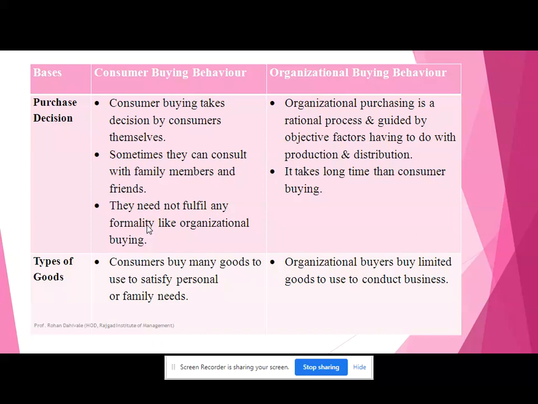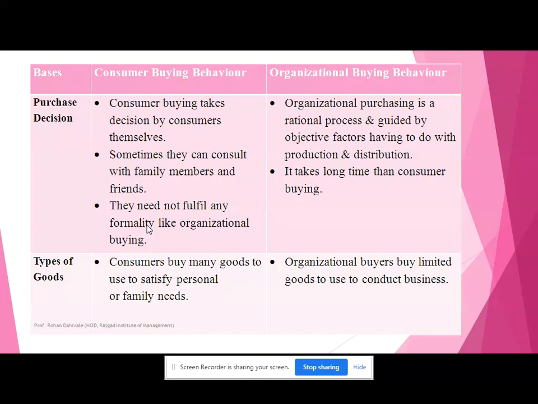So organizational purchasing is a rational process, and it is guided by objective factors having to do with production and distributions. Generally it takes a very long time compared to consumer buying behavior, and the purchase decision is a long term process. It involves various formalities like going for various quotations, two or three quotations at a time. Then after that, they will scrutinize the quotations, and one purchase person will make a decision on from whom to buy the products and services.